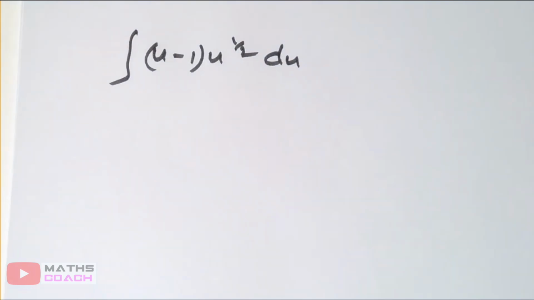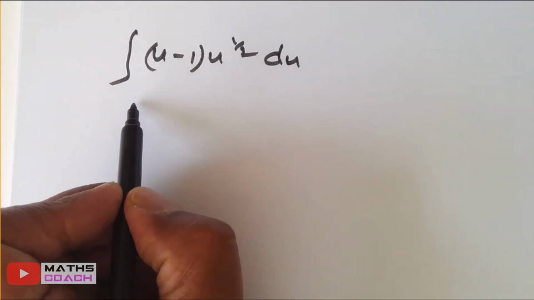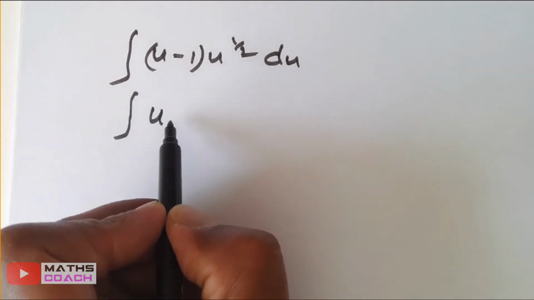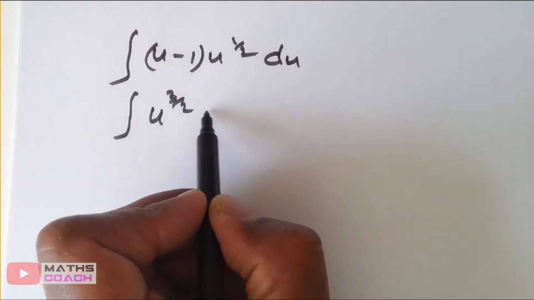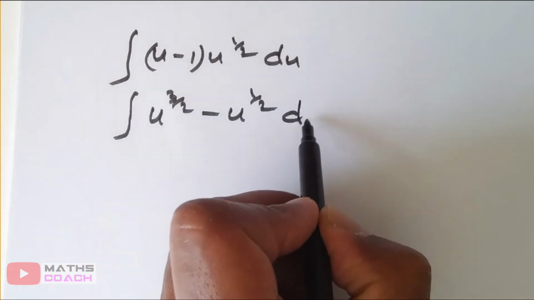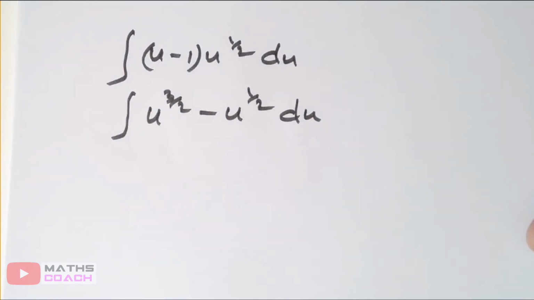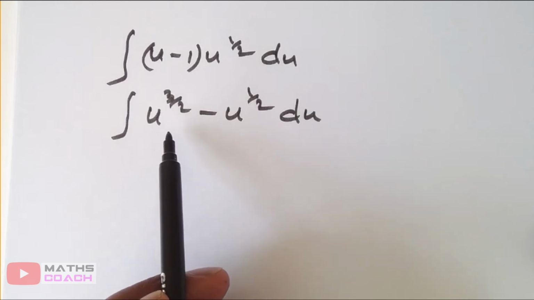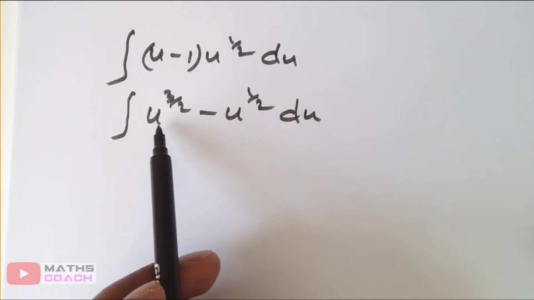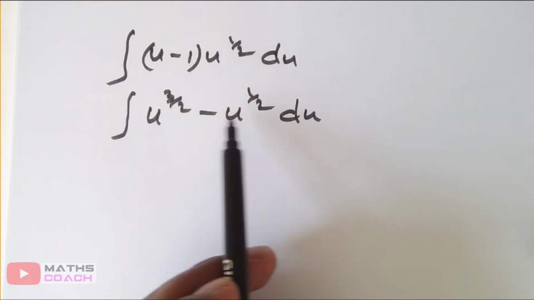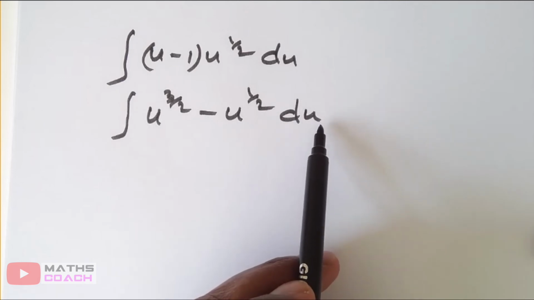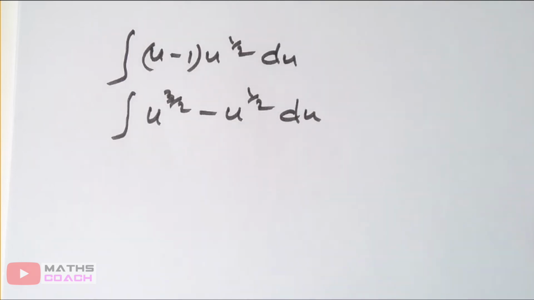Now, it makes sense now to expand the brackets. So we're going to have integration sign, u to the power 3 over 2 minus u to the power half, du. Now, this is not integrated yet. Just want to point out this is now ready to integrate because these letters here happen to be the same as the letter there. The x has disappeared.